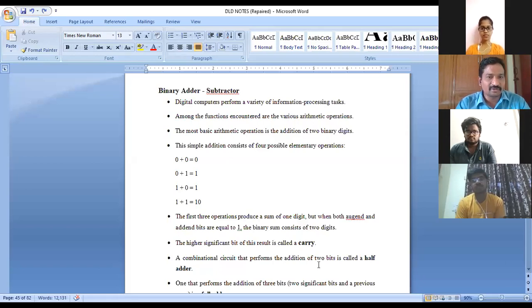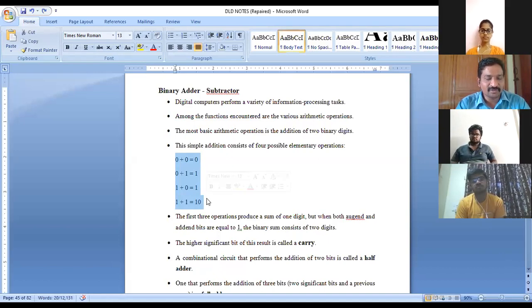Inputs, what is 0 plus 0? For that one, 0 plus 0 is 0, 0 plus 1 is 1, 1 plus 0 is 1, 1 plus 1 is 10, right? You already know this information, whatever we discussed. The first three are very easy.